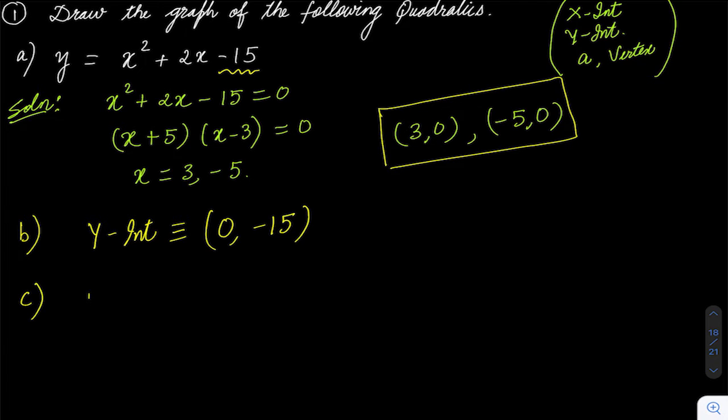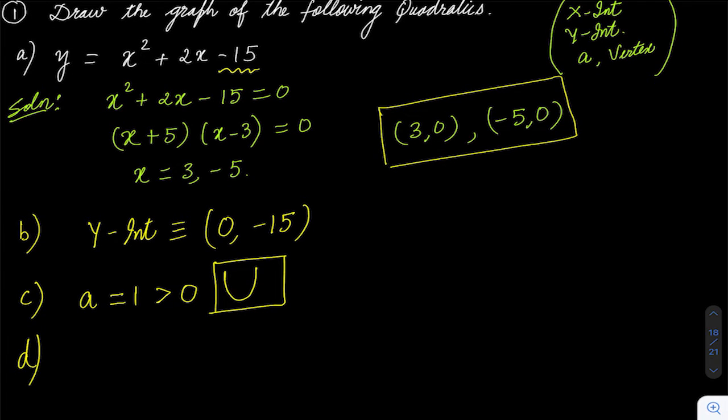Next is the A part. A in this case is 1, which is positive. Positive means smiling face. Smiling face means opening upwards. So the graph will be like this. This tells us a lot of things.